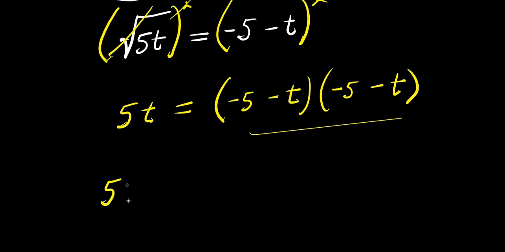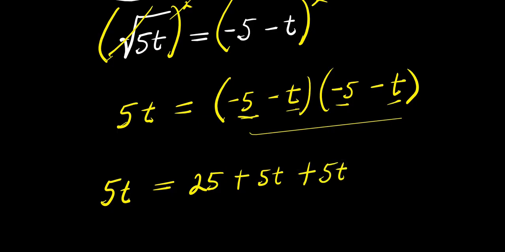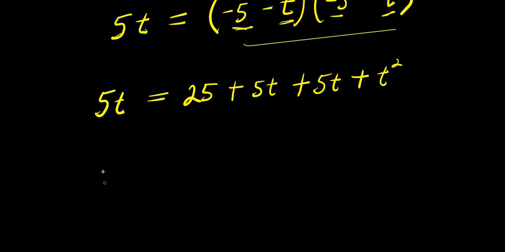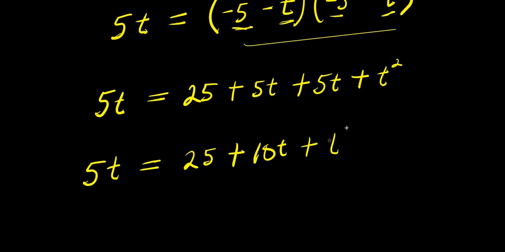So this will give me 5t equals negative 5 times negative 5, that is 25. Negative 5 times negative t, that is plus 5t. Negative t times negative 5, that is plus 5t. Negative t times negative t, that is plus t squared. So from here, you have 5t equals 25 plus 10t plus t squared.